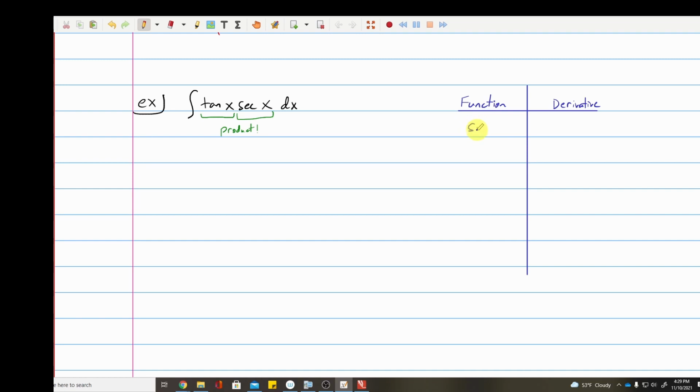If I start with sine x, the derivative is cosine x. If I start with cosine x, then the derivative is negative sine x. If I start with tangent x, the derivative is secant squared x. If I start with secant x, the derivative is secant x tangent x. If I start with cotangent x, the derivative is negative cosecant squared x. If I start with cosecant x, then the derivative is negative cosecant x cotangent x.